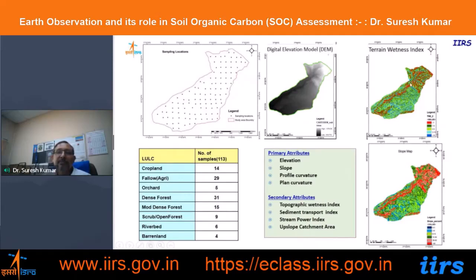Here the map shows the terrain wetness index, and here it is the slope. We can see the upper area has the higher slope, represented by the red color, and blue color is showing 3 to 5% slope. For wetness index, blue color is showing high wetness and red color is showing low wetness, because of topographic control.